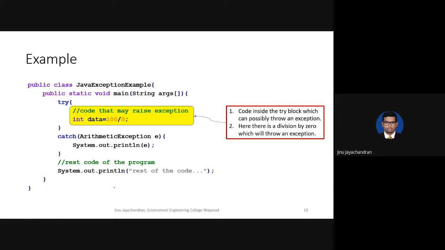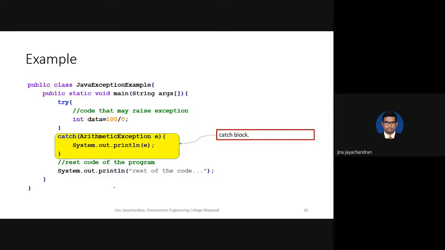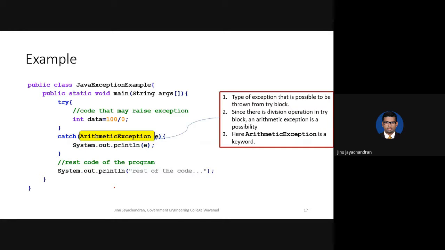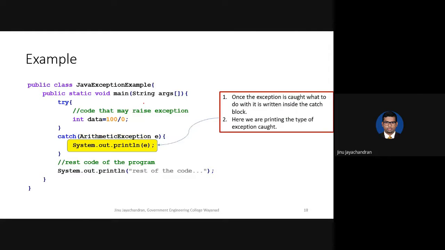So this is a try block. This is the code which can possibly throw an exception. This is a catch block. So if an exception occurs, then this catch block will catch it. And what type of exception will it catch? It will catch an arithmetic exception, for example, division by 0. And it will execute whatever there is inside the catch block.